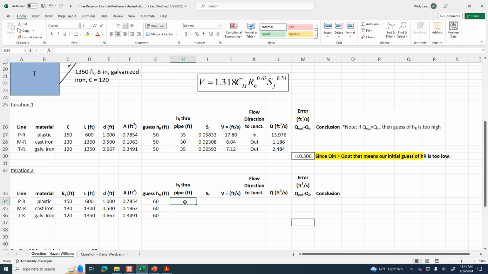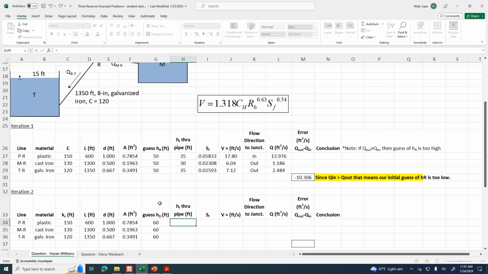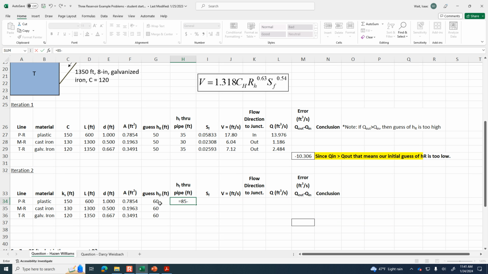So the head loss through the pipe would be 85 minus this. It would be this minus 20, and this minus 15. Same approach for calculating how much head loss there is. It depends on what our guess is. We've raised the guess, so that's reducing the head loss through pipe PR, and the head loss is what's driving the flow rate. So this Q is really big because the slope of the energy grade line was big.